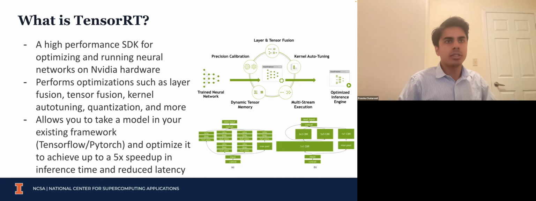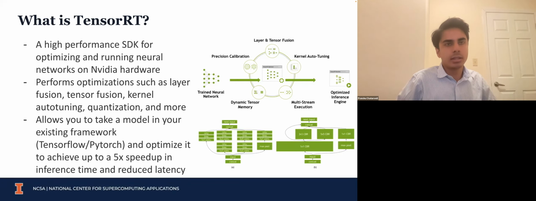TensorRT works at a high level by performing optimizations on your neural networks, such as layer fusion, tensor fusion, kernel auto-tuning, quantization, and more. I can explain what those are. Layer fusion is when your neural network has layers such as, for example, a convolution layer and a ReLU right adjacent to each other. TensorRT can identify those layers automatically, without user input, and fuse them into one operation, so that we can reduce the number of computations done during inference.